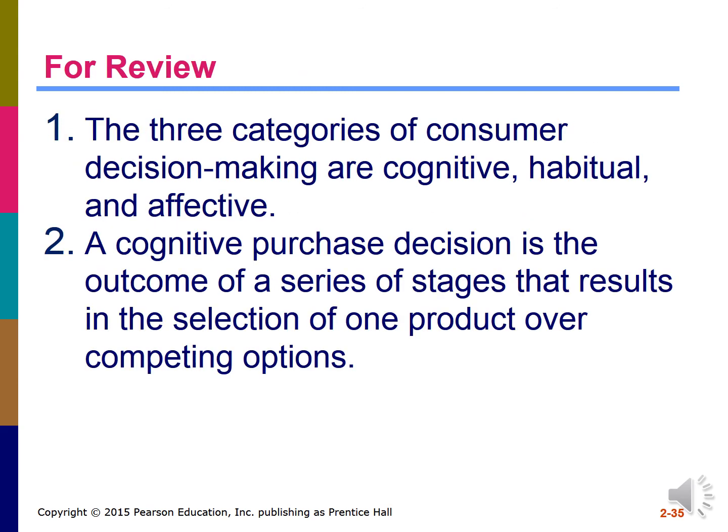In this chapter, we focused on 4 learning objectives. We learned the 3 categories of consumer decisions. We learned the stages in the cognitive decision-making process. Students, I want to recap the learning objectives for Chapter 2 as I end my lecture. The 3 categories of consumer decision-making are cognitive, habitual, and affective. A cognitive purchasing decision is the outcome of a series of stages that results in the selection of one product over competing options.